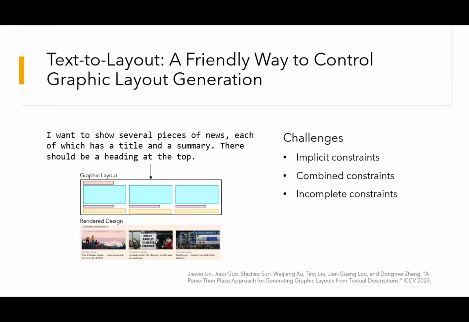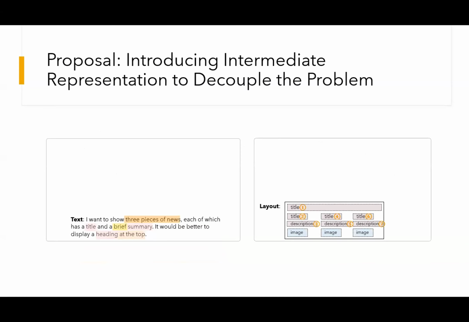Additionally, the constraints might be incomplete sometimes. In this example, the user does not say they want an image, but as a news page, we know it's better to have an image on the page. So the foundation model actually motivates us to think about this new task, but also gives us a potential way to solve this task.